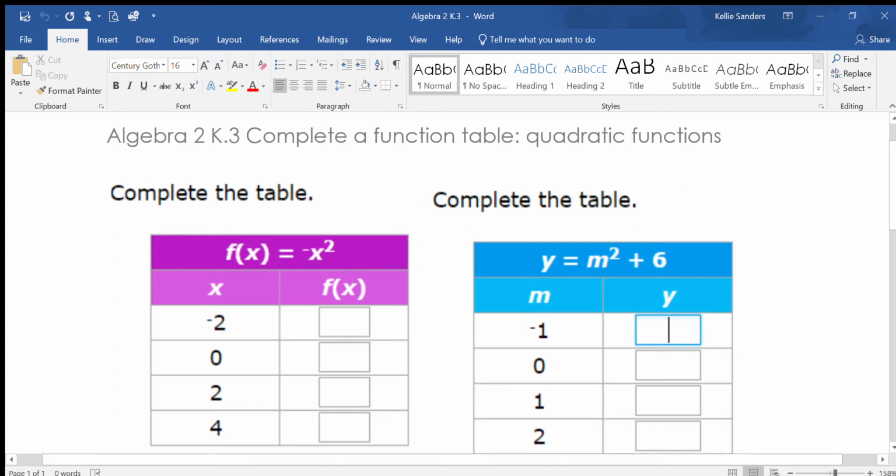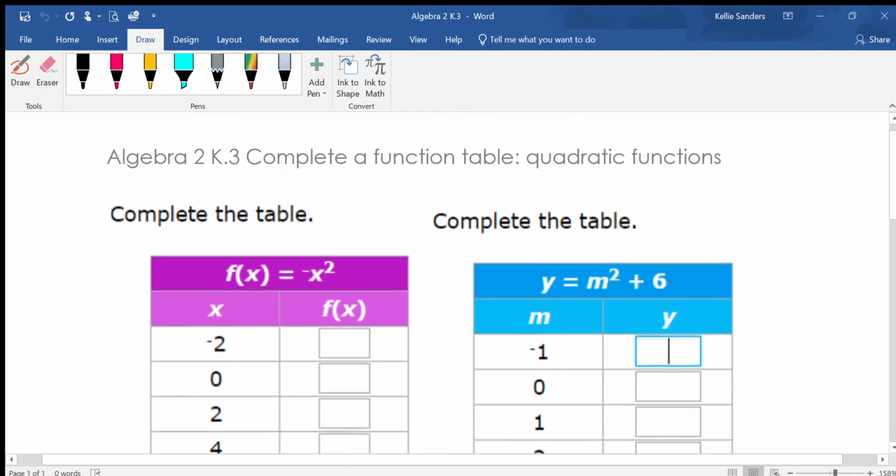K3, complete a function table, quadratic functions. This should be a fairly easy assignment for you, but if you're going to rely on a calculator, you must know that you need to use the correct calculator correctly.